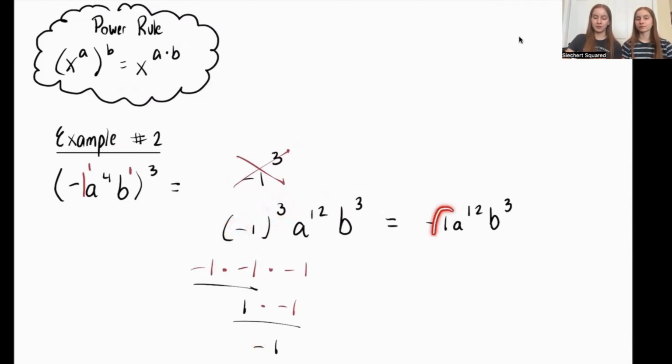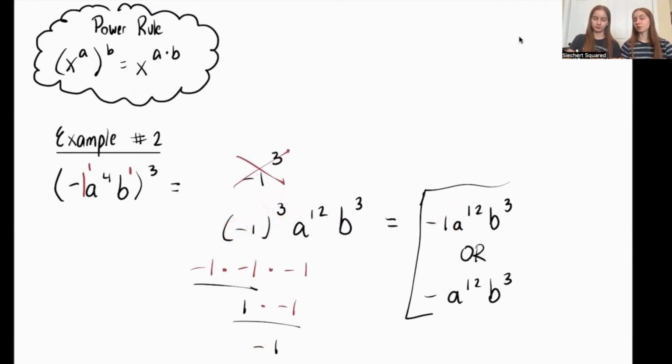Now, I know some people will like to write it without the 1. Some people will like to write it -a to the 12th, b to the power of 3. Either one, they mean the same thing. It's probably a little bit simpler for the bottom one, just that there's not the number there, but that's personal preference.